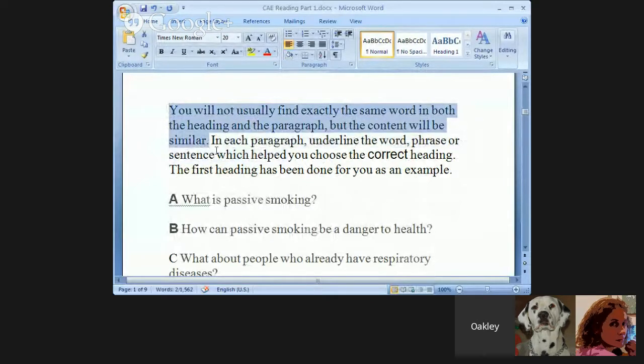You don't normally find exactly the same word in both the heading and the paragraph. Too true. This is an extremely important point. But the content will be similar, or you're talking about synonyms. Synonymous keywords is usually what you're looking at. Even if I find the same words, I feel like it's set up for me. It's a setup. It's a trick.